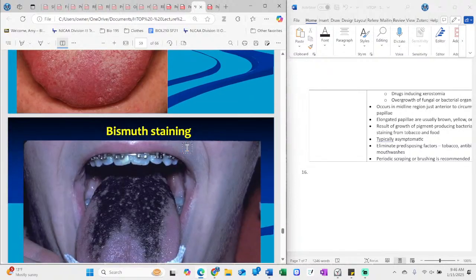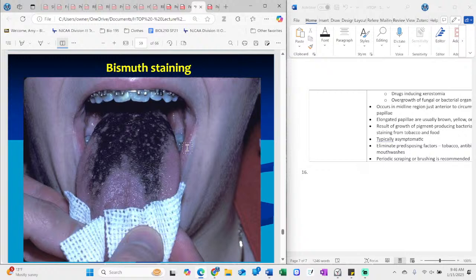Then sometimes patients may have this kind of transient black staining of the tongue. This is for patients who are on some kind of medication, especially Pepto-Bismol for upset stomach. So this is bismuth staining. The medication contains bismuth subsalicylate, and our saliva contains trace amounts of sulfur. So the bismuth in the medication reacts with the sulfur to form bismuth sulfide, and that gives the black color. But discontinuation of the medication will resolve the staining.